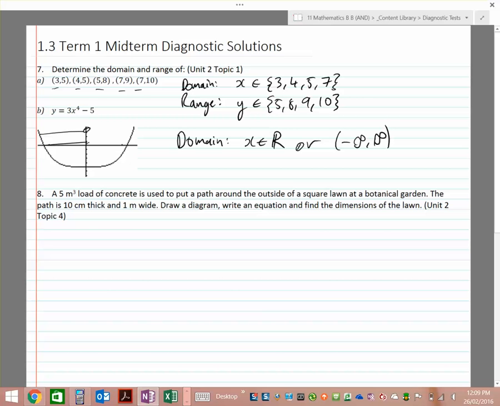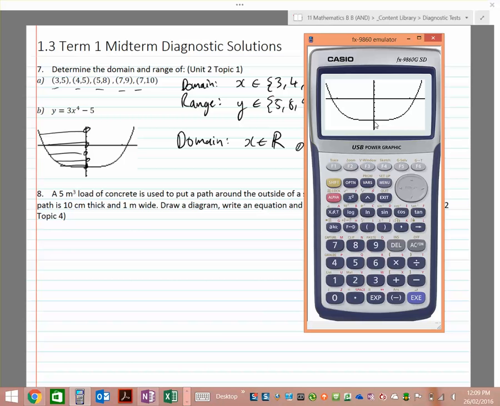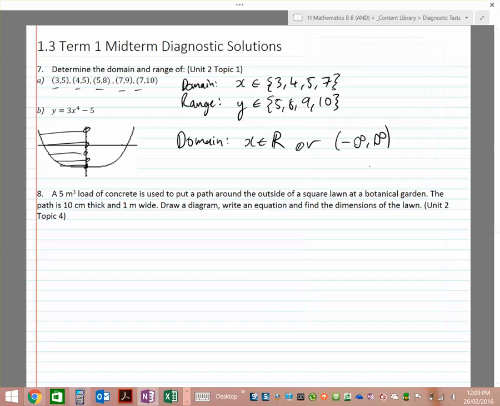Well, I'm getting these y values here, but only until this point. So I need to go back to my calculator and find what's the smallest point that I've got here. So I'll go gsolve to the minimum, and it'll show me what that minimum point is. It's minus 5. So I'd write in here that my range is y values greater than or equal to minus 5. I can write that using this other notation as well.